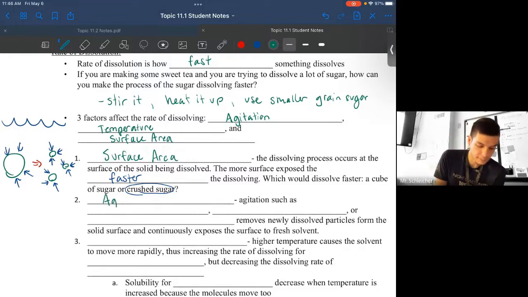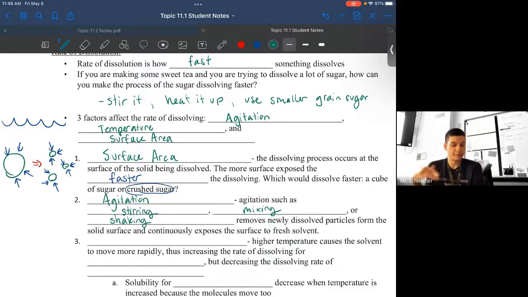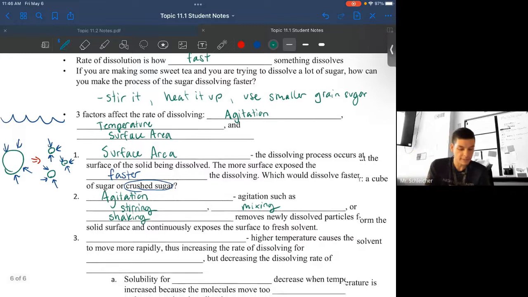Okay, point 2, agitation. So agitation, such as stirring, mixing or shaking, removes any newly dissolved particles from the surface of the solid and continuously exposes that surface to fresh solvent. So it really helps keep things moving, make sure that your solute is able to dissolve a lot faster.